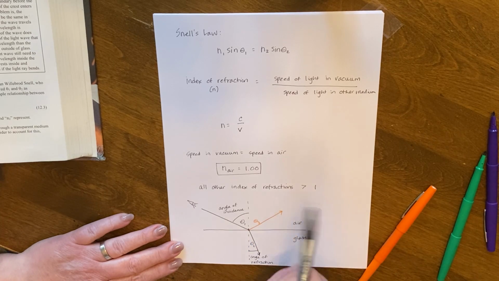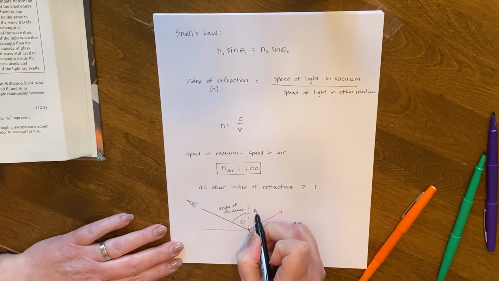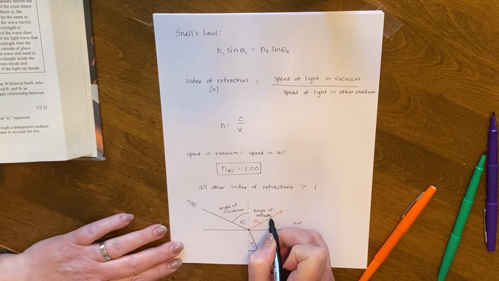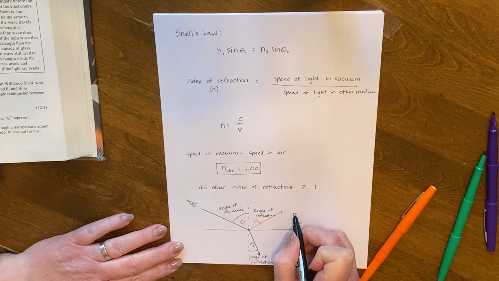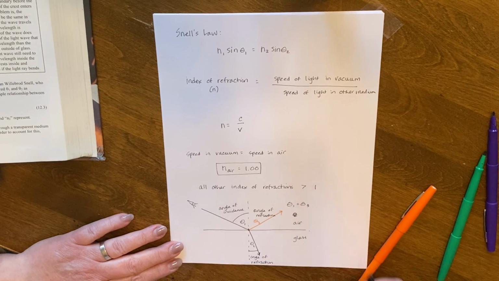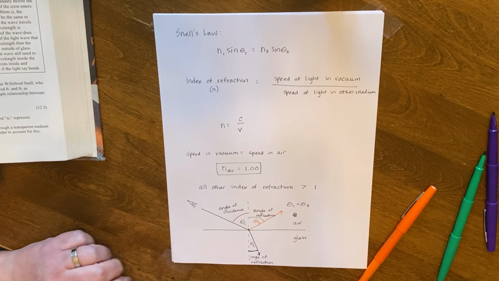Okay, and the angle of reflection. So theta 1 is always equal to theta 3. Now we're introducing this angle of refraction, which is the angle again made in reference to that imaginary perpendicular line here. Okay?